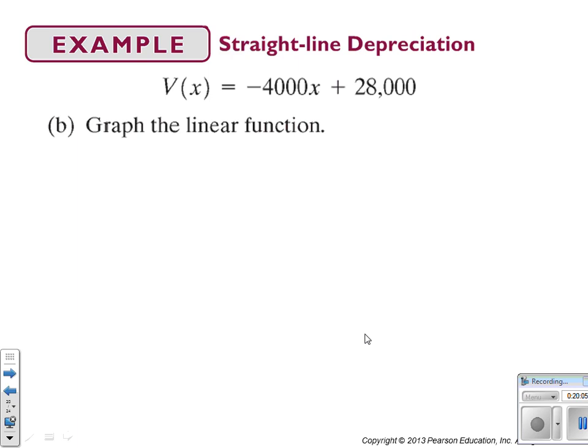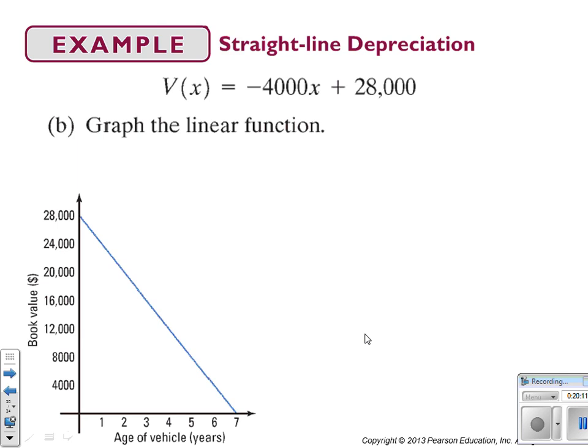Okay, so we're going to graph this, and I would definitely count by 1,000s on my paper. The age of the vehicle in years is on the x-axis, and our book value is on the y-axis. We start at $28,000 and we depreciate until after 7 years our car is worthless.